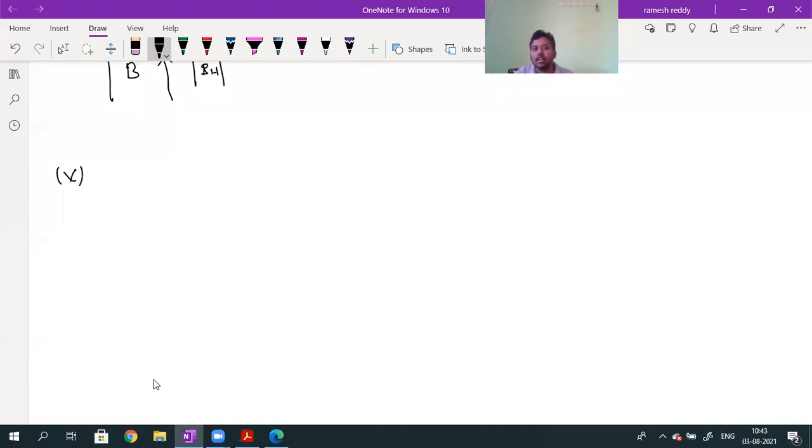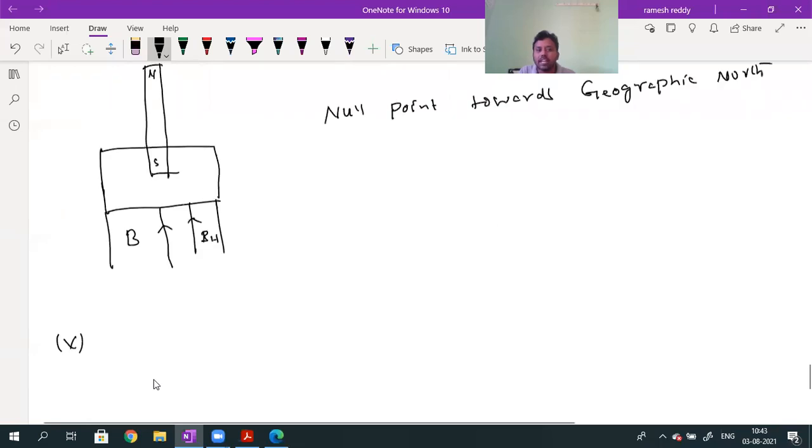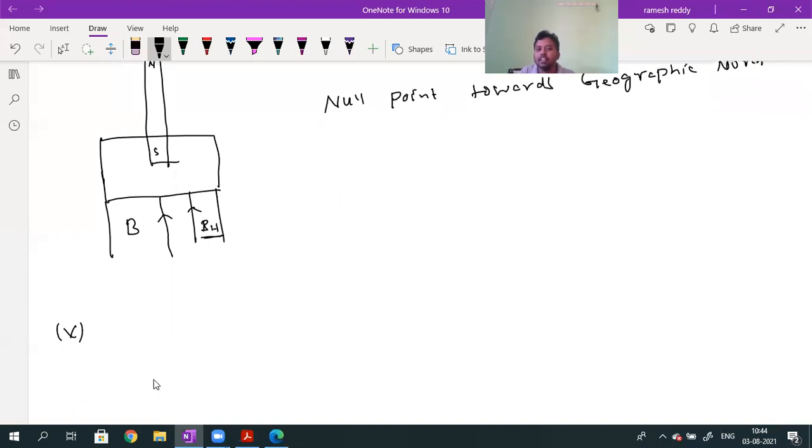What is the location of the null point? In this case, why will the null point be obtained? Below, you need to understand, because below, the field lines due to the south pole move like this only, entering into the south pole. And this is the magnetic field direction due to earth, BH. Both are in the same direction. When both are in the same direction, the resultant magnetic field is not 0 below. Where the resultant magnetic field is 0 is above.